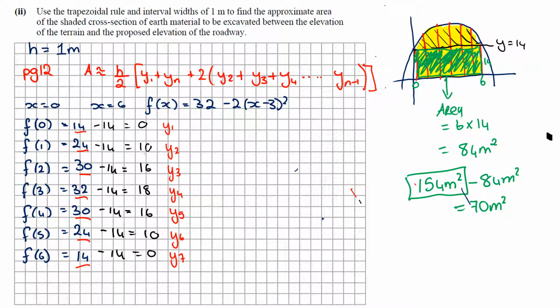Now, I'm going to proceed with this using the first option, so the adjusted heights. So my adjusted heights here are 1 over 2, my y1 is 0, plus my yn is 0, plus 2 times 10 plus 16 plus 18 plus 16 plus 10. And when you work all that out, you should get 70 meters squared. And that's your final answer.